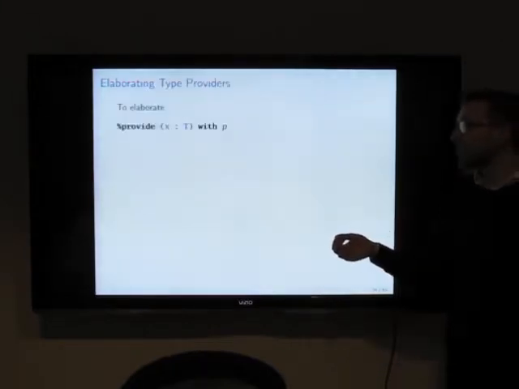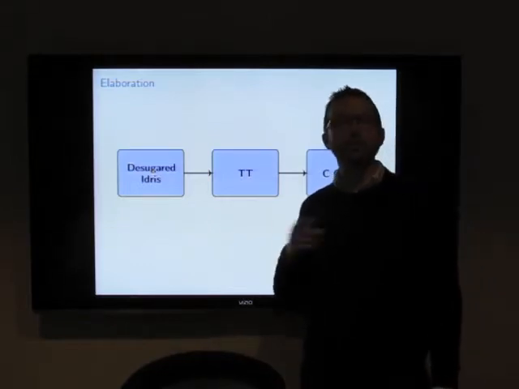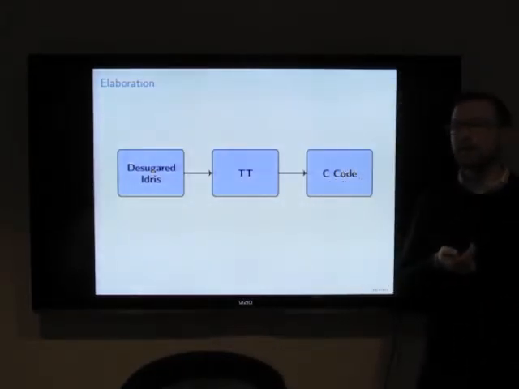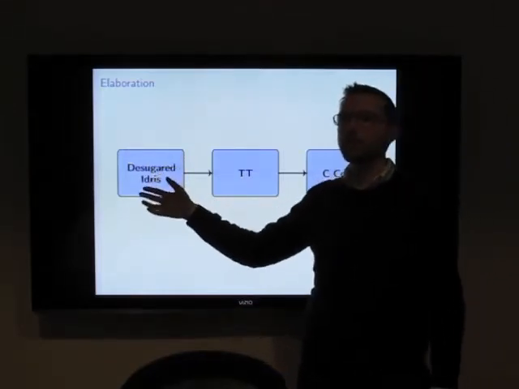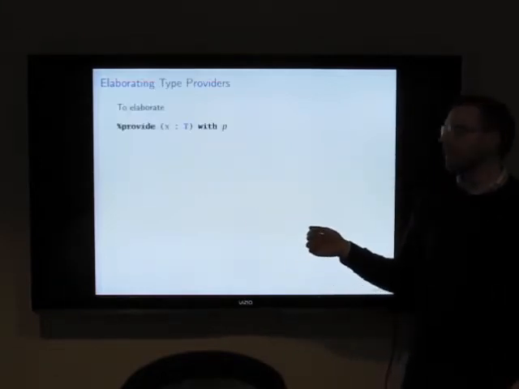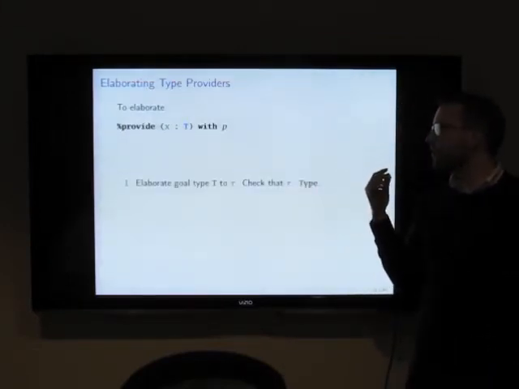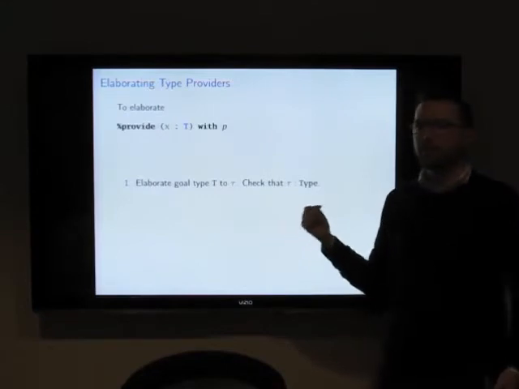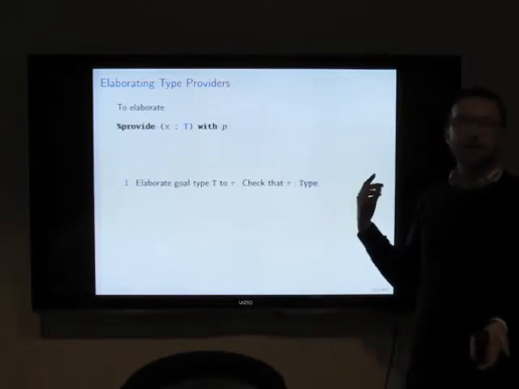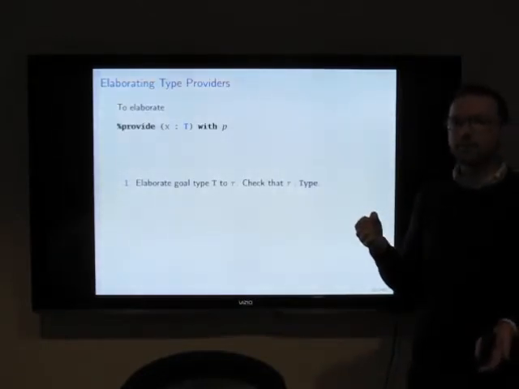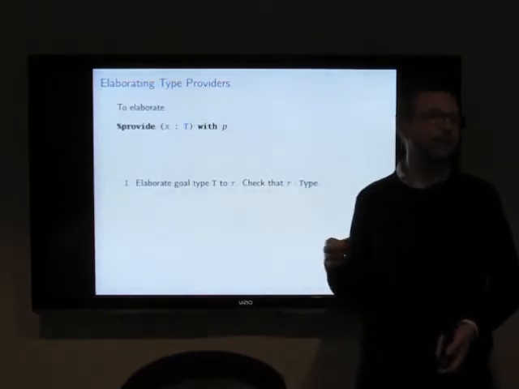Okay. So in other words, if we want to add a feature to Idris, then if we can't do it by a straightforward desugaring, then we have to do it by explaining how we go from that feature of the language to the core type theory. So, the way that we elaborate provide x colon t with p, well, first we elaborate our goal type t, that is this type, to some TT type tau. And we have an elaborator, so we can just use that. And then we check that it's a type. And it can either be Type, which is the type of types, or it can be a specific type, which might be something like DB of test.sqlite.